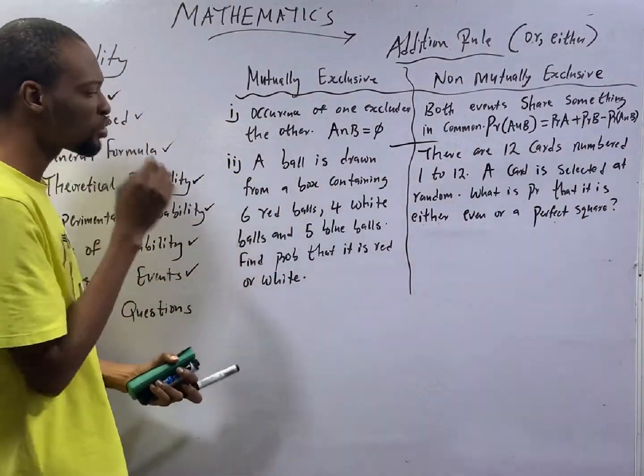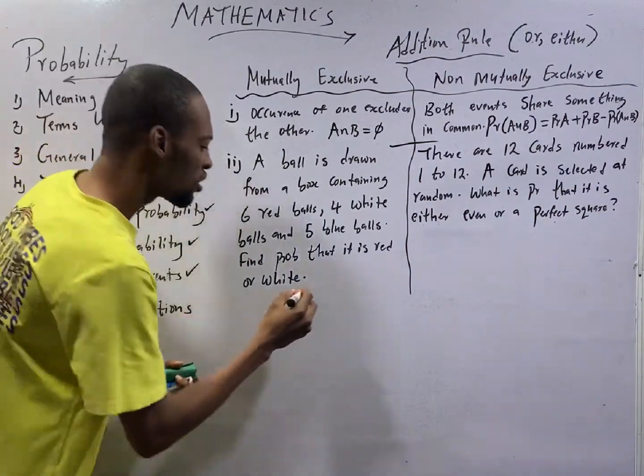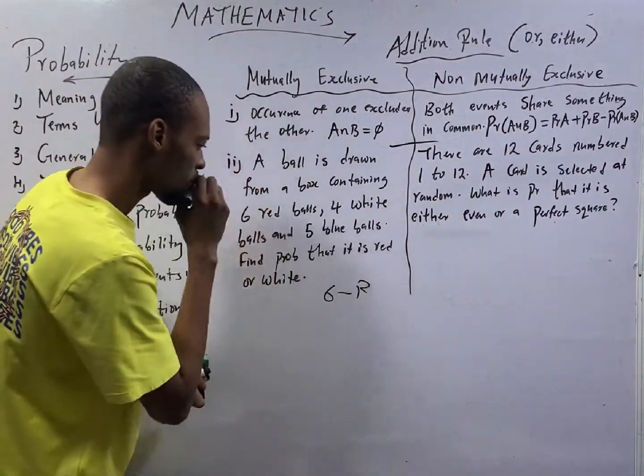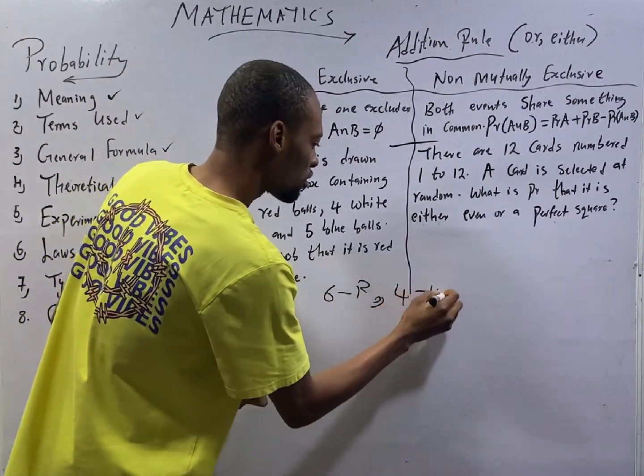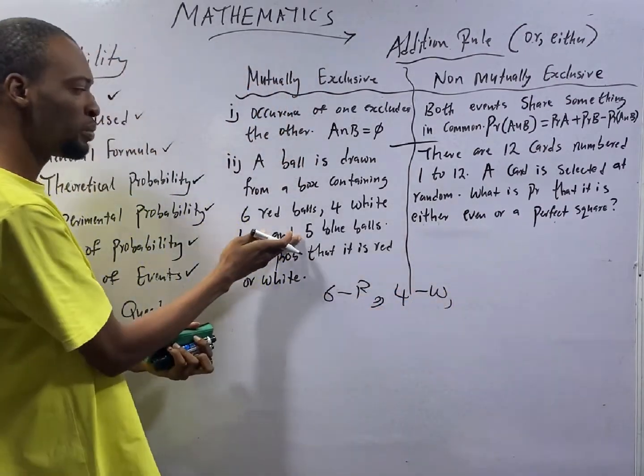Here, a ball is drawn from a box containing 6 red, 4 white, 5 blue.